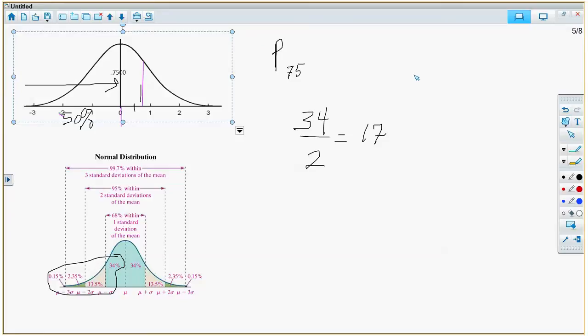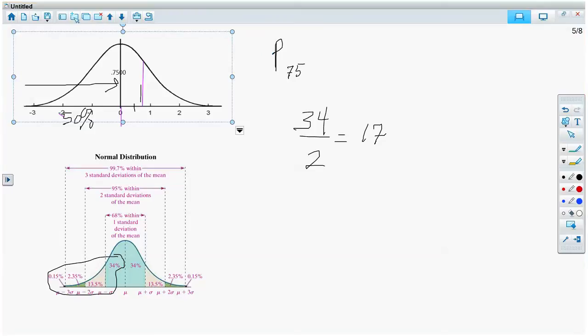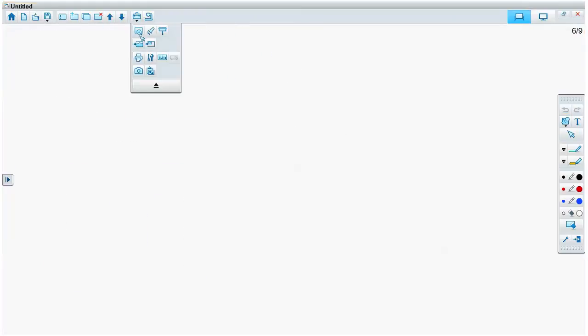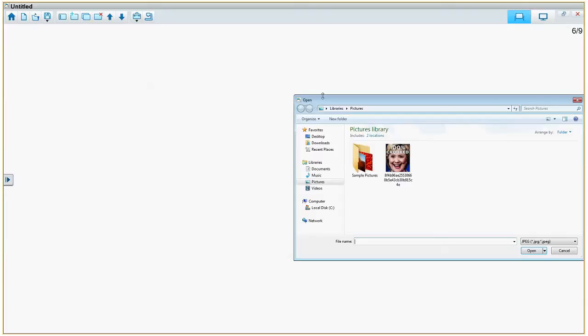All right, so let's do another one. And this time, the mean is not going to be 0, and the standard deviation is not going to be 1. But what do you got to do? You got to draw a picture.